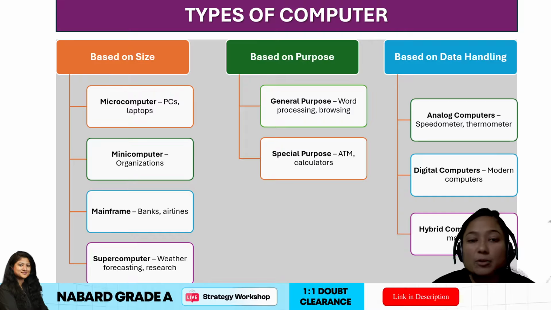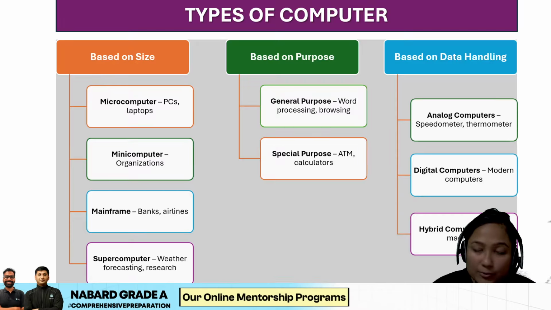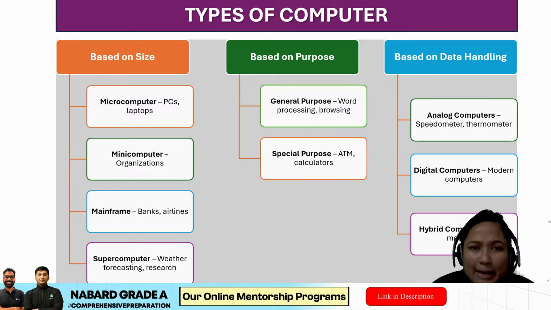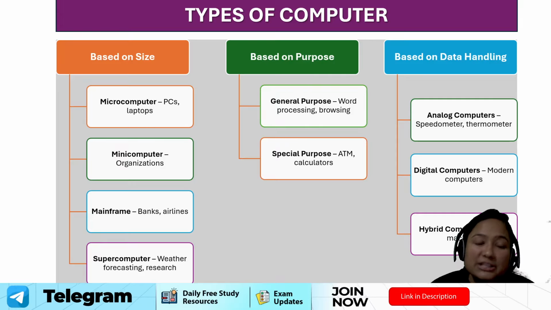First of all, microcomputers are our own computers. If we are talking about our PC, our laptop, our mobile phone, these all come under microcomputers. This type of computer usually supports only one user. These are for personal use. They don't have a lot of computing power, but they get the job done for a single person.